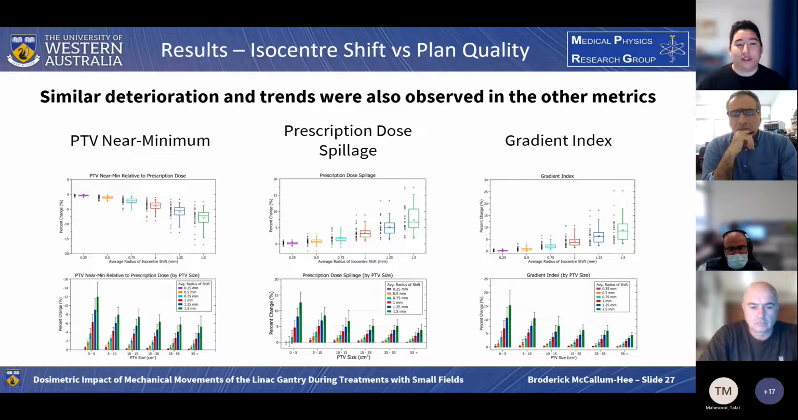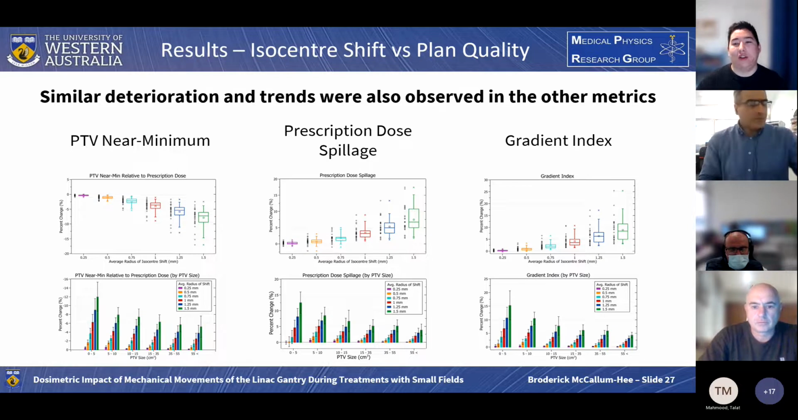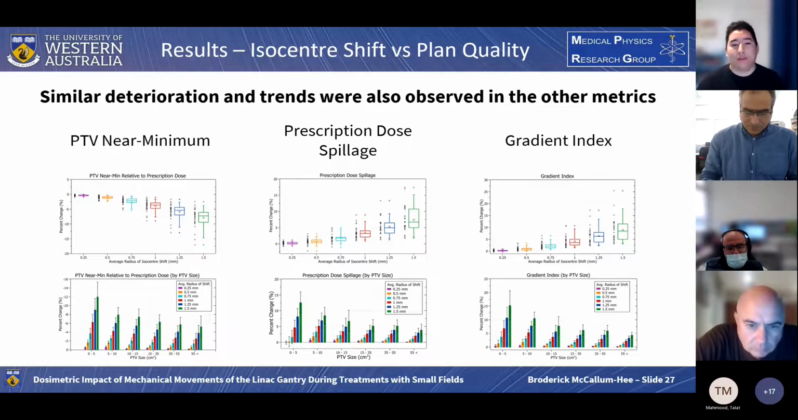And these graphs here are just for show, so they're quite small, but similar deterioration was observed and trends that were consistent for all the other metrics. And here is the PTV near minimum reported relative to the prescription dose spillage, and gradient index.